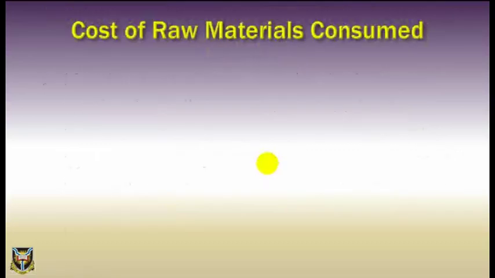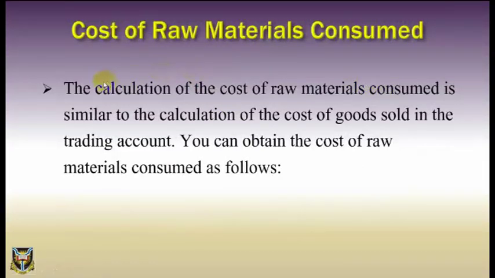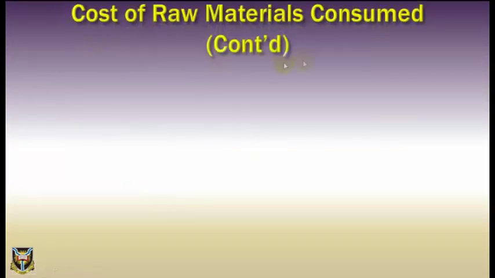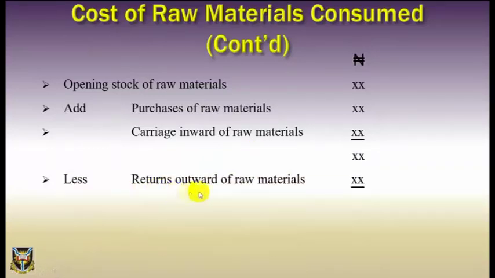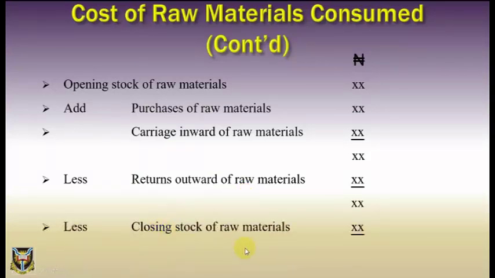B. Cost of raw materials consumed. The calculation of the cost of raw materials consumed is similar to the calculation of the cost of goods sold in the trading account. You can obtain the cost of raw materials consumed as follows. Opening stock of raw materials. Add purchases of raw materials, carriage inward of raw materials. Less returns outward of raw materials. Less closing stock of raw materials, cost of raw materials consumed.